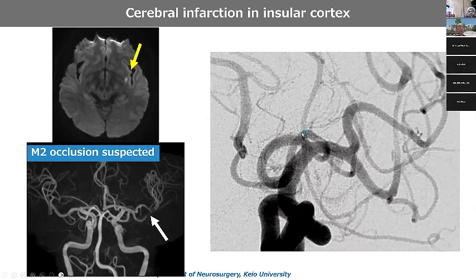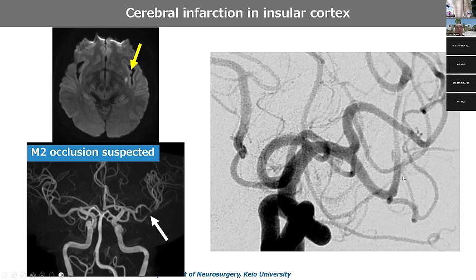Okay. This case is cerebral infarction in the insular cortex. On MR angiography, an M2 occlusion is suspected. But when we do the catheter angiography, there is no apparent M2 occlusion. So what happens to this case?